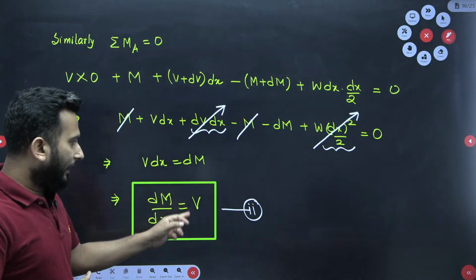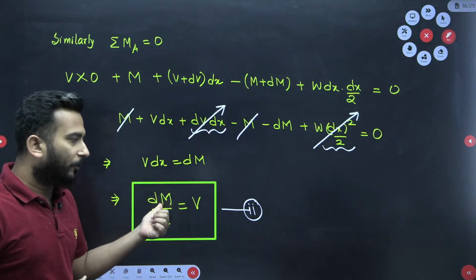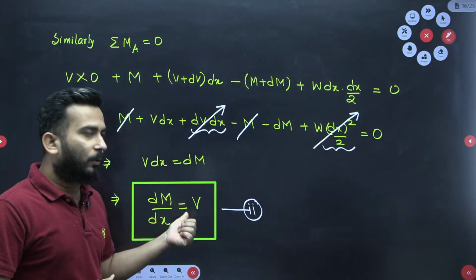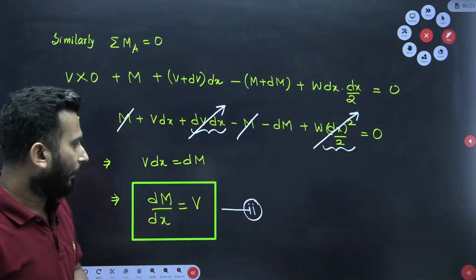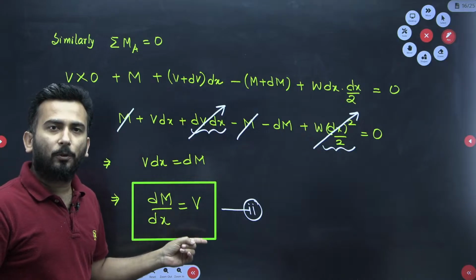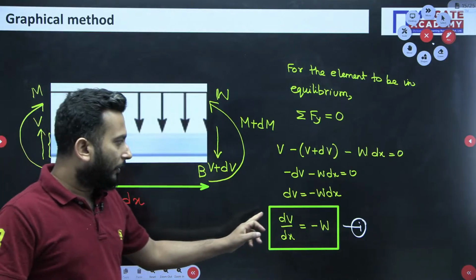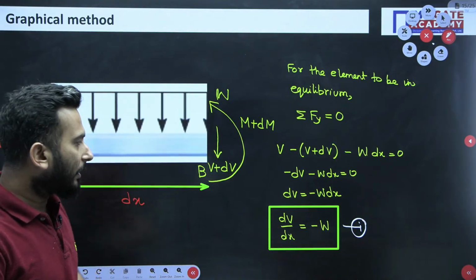And what is this relation saying? This relation is saying that the slope of the bending moment diagram is equal to the magnitude of the shear force at any point. The slope of the bending moment diagram is equal to the value of the shear force at any point, and the slope of the shear force diagram is equal to the negative of the distributed loading.